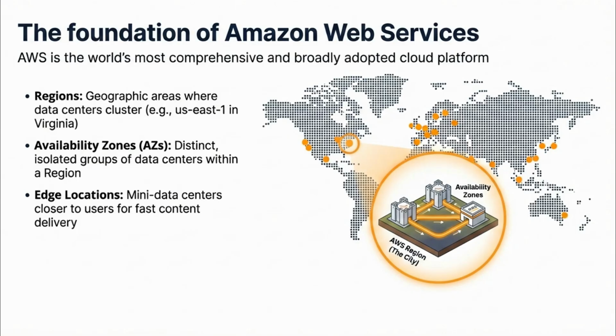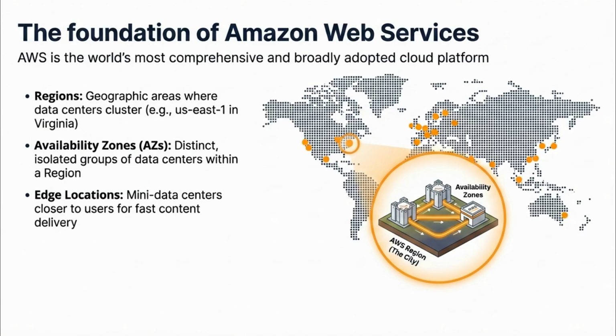So as you can see, regions: a geographic area where data center clusters are located. This is just an example for now. You can see US East 1, that is in the United States. East 1 is the region name. It is just the name they have given for that region, which is located in Virginia.